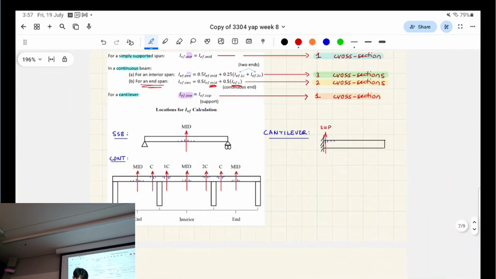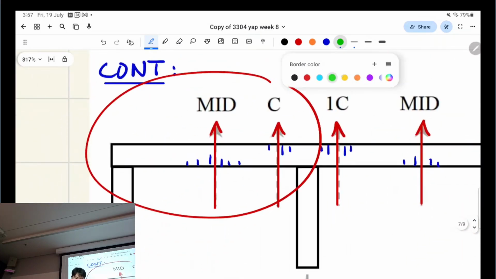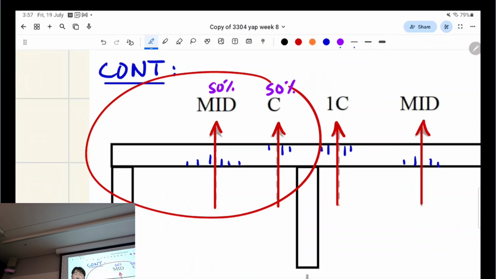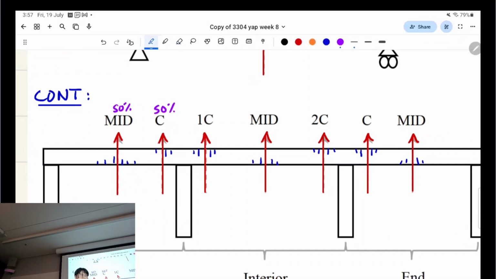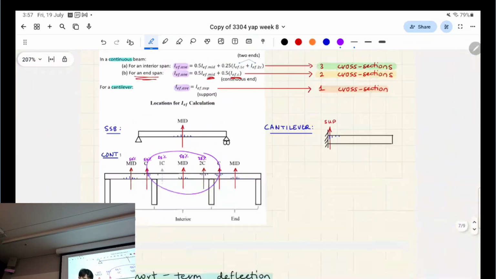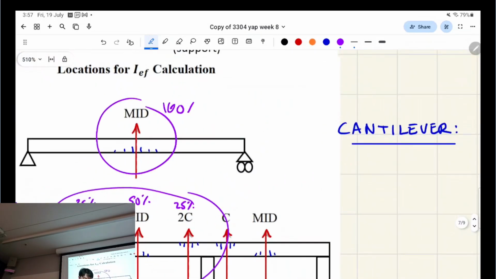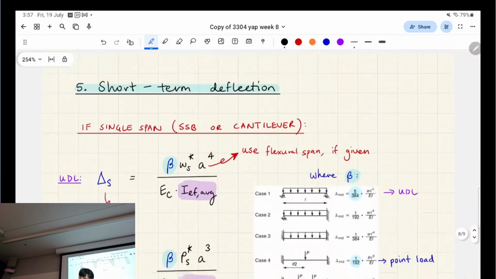Again, we're looking at this. Basically, we're saying that the weighting for the average is 50% here and 50% here. For the continuous interior span, this one, 50% weighting here, 25% weighting here, and 25% weighting here. Makes sense? For this one, 100% weighting. For this one, 100% weighting. That's how the weighting system works for your average.